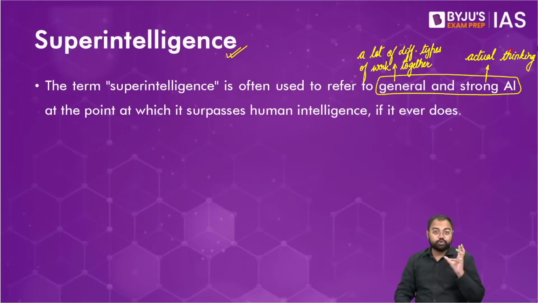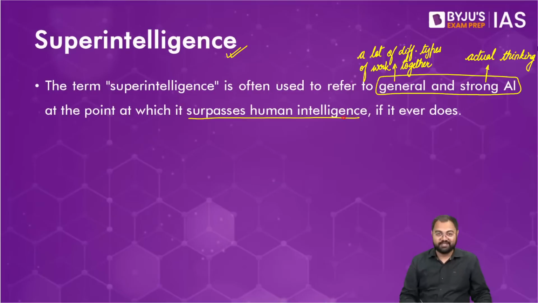So when it comes to super intelligence, we are saying that this is an AI system that can perform a lot of different kinds of tasks together, and at the same time it can take its own decisions. And that is why this is the point where it surpasses human intelligence. So this is where all the horrible stories that the films and the TV shows have shown can become a reality, if at all super intelligence becomes a reality. Because as soon as it does, it means that it has surpassed human thinking.